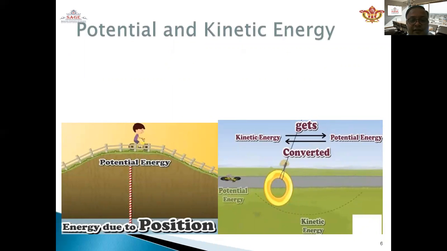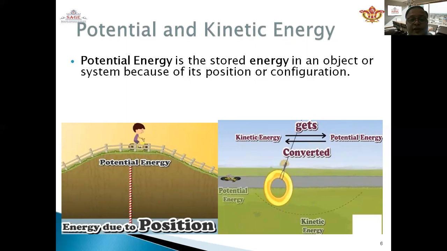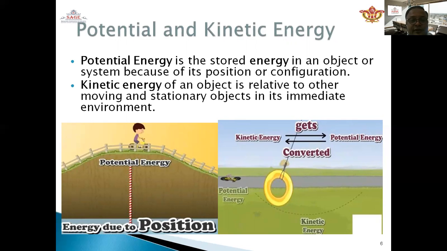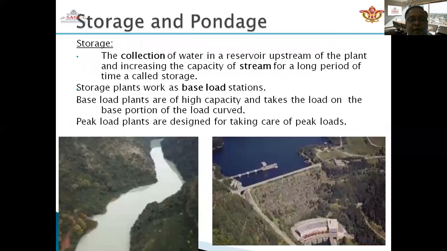This is the potential energy generated above the dam, where the dam is constructed. This potential energy is converted into kinetic energy, and kinetic energy can also return back to the potential energy form. Potential energy is stored energy in an object or system because of its position or configuration. The kinetic energy of an object is relative to other moving and stationary objects in its immediate environment.